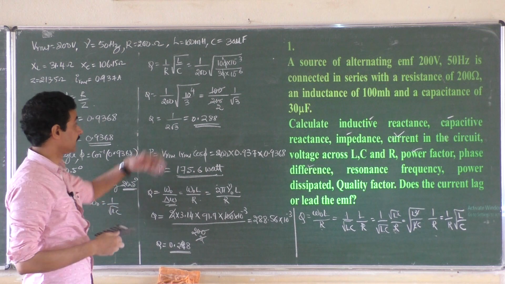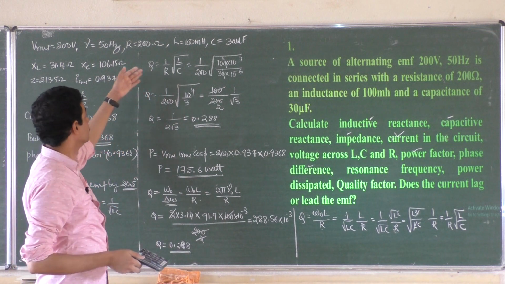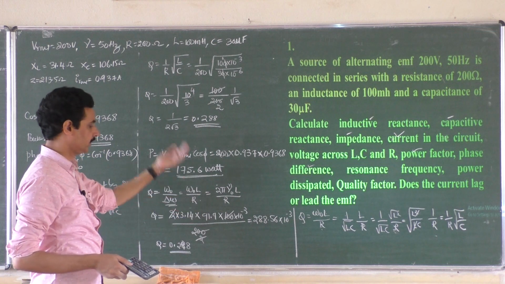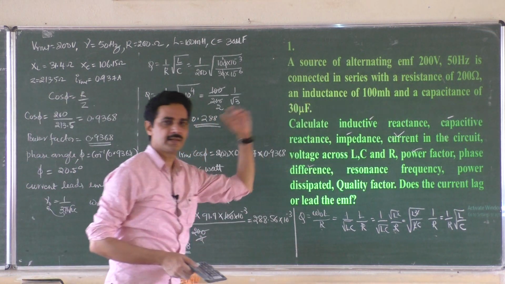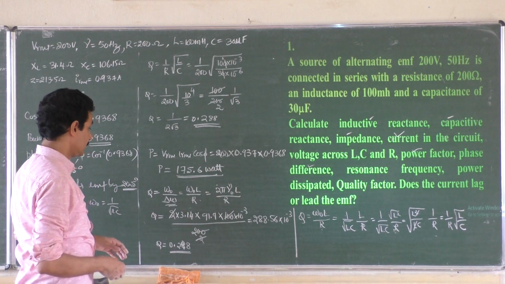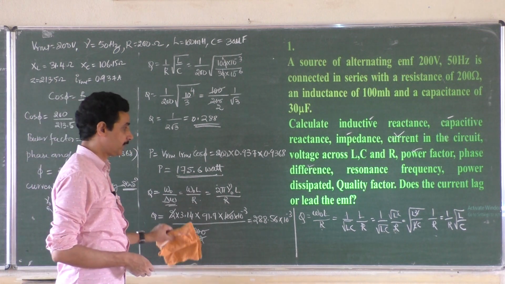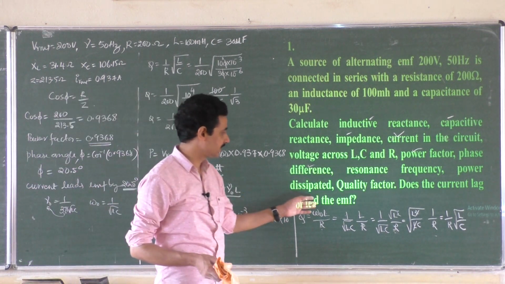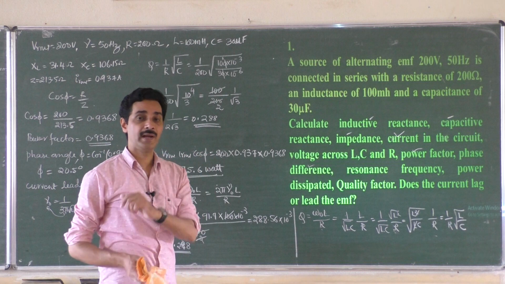I think this is a better formula because you will use all the given data, instead of using all the values that we have found out. So the quality factor can be found in that form also. Now if you are asked to find the bandwidth, that is not included here. So that is the last one: power factor, power dissipated, quality factor. What is the bandwidth if it is asked?